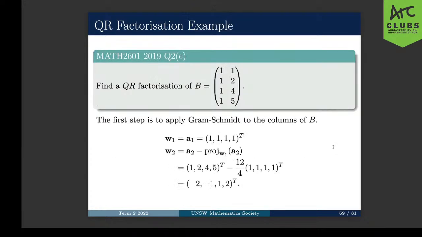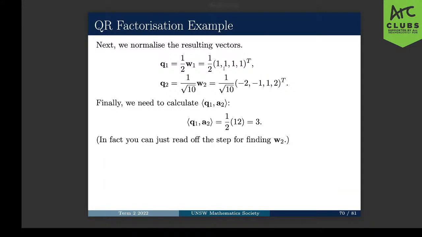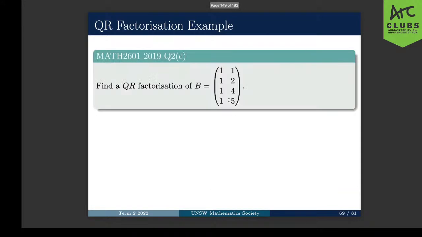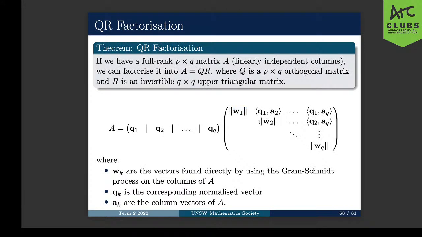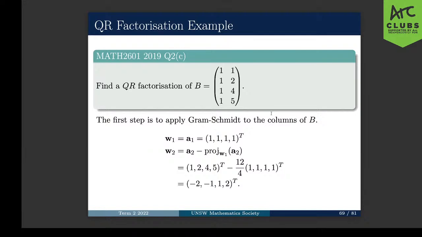To find the Q vectors, we rescale these. We normalize, so divide the W vectors by their lengths, and we get these two vectors here. The final thing we need is Q1, A2. That's because we only have two of these W vectors, so our R matrix will just be 2 by 2. The only inner product we need to find here is Q1 inner product A2. Well, dot product, because in our question we're just dealing with the dot product.